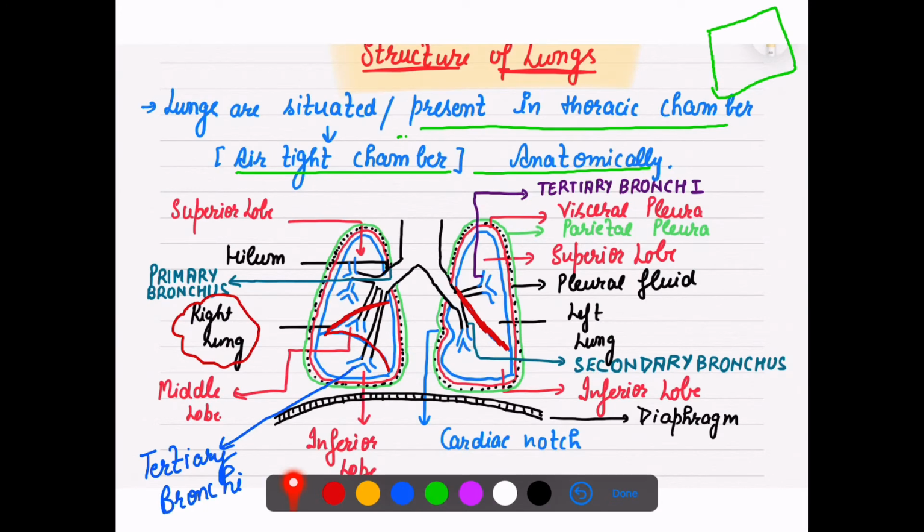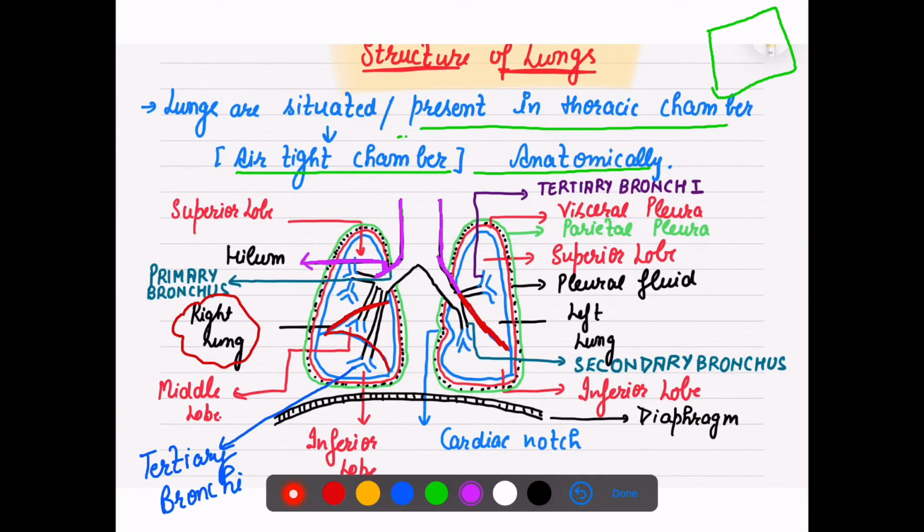This bronchus, now I will mark it with green, is entering into the lungs. The point through which the bronchi enter into the lung is called the hilum. So through the hilum, primary bronchi enter into the lungs.